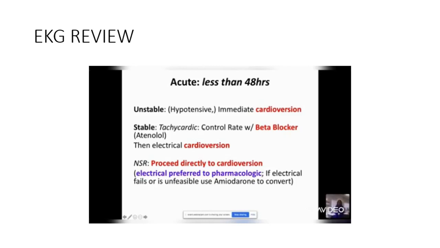So unstable clients, okay, I'm going to treat differently than a stable client. Okay, they're hypotensive, I need cardioversion, okay, immediate cardioversion. If they're stable, okay, they're tachycardic, I need the beta blockers. You need that whole family to come into place. When I talk about the drugs, I talk about them in family because it's just easier for students to understand. You'll see in a moment. Okay? Normal sinus rhythm, direct cardioversion, right? We do electrical, we do internal. We're going to go over that.